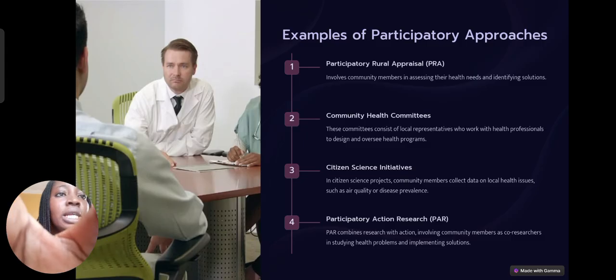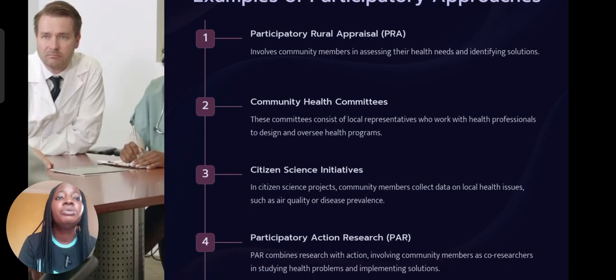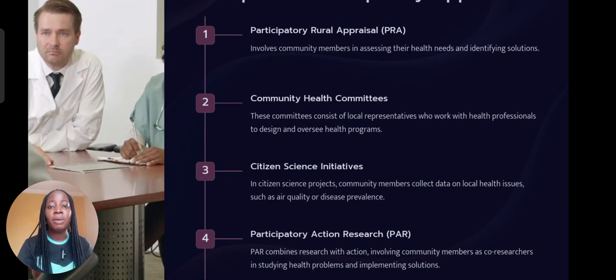So let's look at examples of participatory approaches. Number one, we have participatory rural appraisal, the PRA, which involves community members in assessing their health needs and identifying solutions. Okay, we go around, find out what their problem is, and come up with solutions to address that problem. We have community health committees, where each person is responsible for achieving so and so. They consist of local representatives who work with health professionals to design and oversee the health programs.